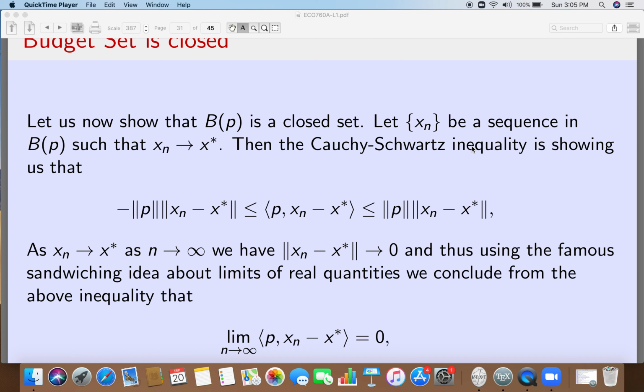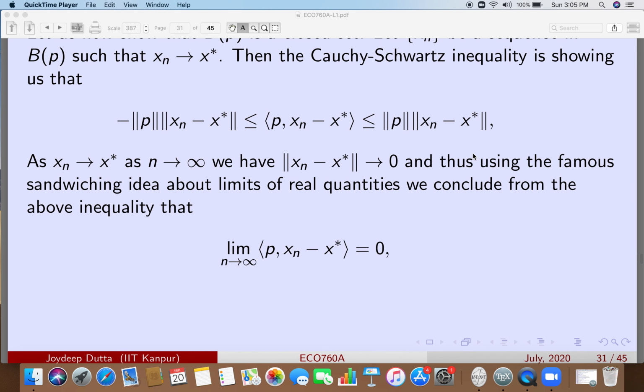As xn goes to x star, we know that the norm of xn minus x star goes to 0 naturally. So both sides of this inequality go to 0. So by the sandwiching idea in limits that you have learned in high school, the limit of P of xn minus x star is equal to 0.